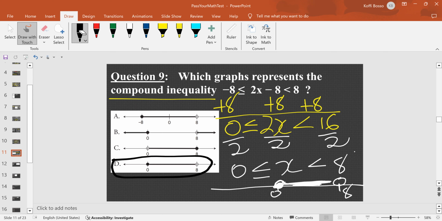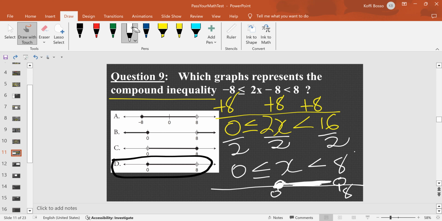But it's also possible to make it as two different inequalities. So the first inequality will be: you take negative 8 is less than or equal to 2x minus 8, and you finish solving it. After that, you take 2x minus 8 is less than 8. You also solve it, and you're going to combine the two solutions. But it's a long way.